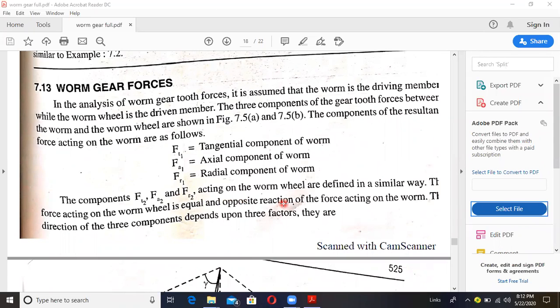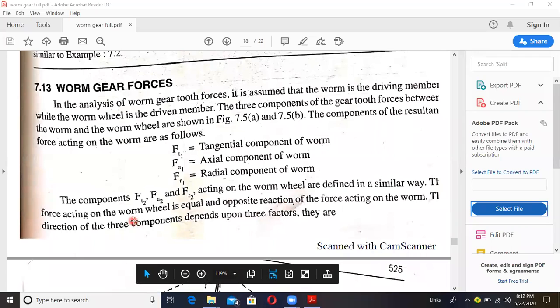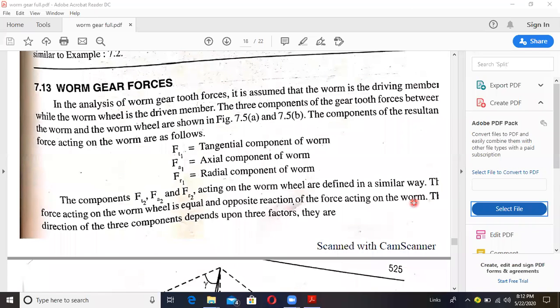Always the forces on the worm wheel are equal and opposite to those on the worm. Understood? So what are the forces acting on the worm wheel? That is nothing but Ft2, Fa2 and Fr2. These three forces are equal and opposite to the forces acting on the worm. So these are the three different types of forces: tangential force, axial force and radial force acting on the worm and the worm wheel.